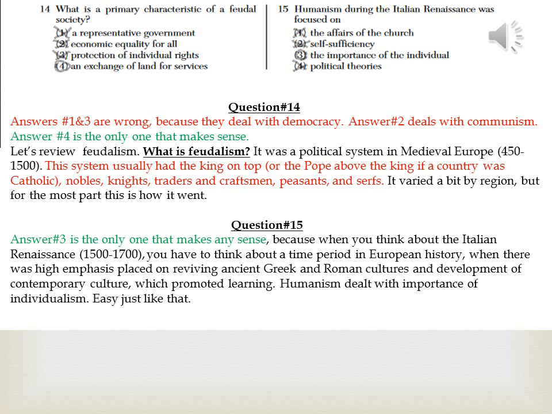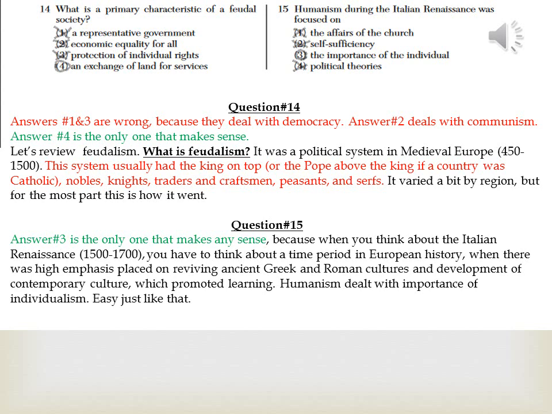So, answers number 1 and 3 are wrong because they deal with democracy. Answer number 2 deals with communism. And answer number 4 is the only one that makes sense. Feudalism deals with the exchange of land. So, peasants or serfs had to work the land for the right to live there.